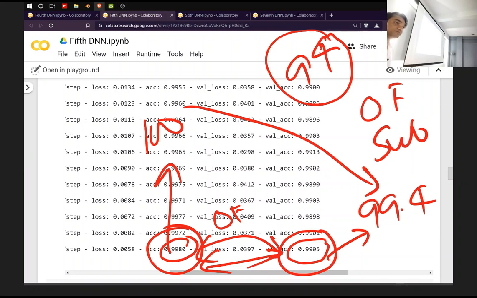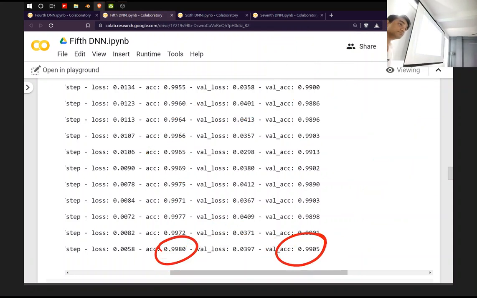Should the difference be less or more? More. This should be higher than this. As long as this is higher, this is overfitting. The difference between them should be tending towards minimum. That is subjective. Sometimes it is applicable, sometimes it is not.